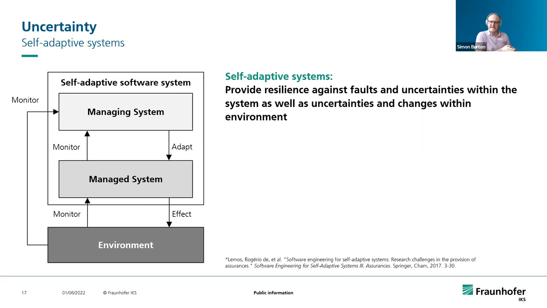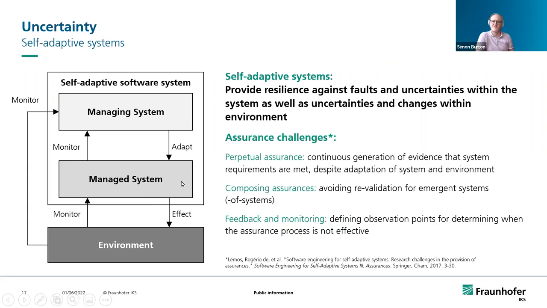So this seems like a neat idea, and there's a lot of research going on here and also within our institute as well. However, these types of systems also give us a certain number of challenges in terms of how do we actually argue the safety of these types of self-adaptive systems. So there's different definitions here I've taken from the paper that is referenced below regarding things like perpetual assurance. So how do we ensure that we continually stay safe even if the system is adapting?